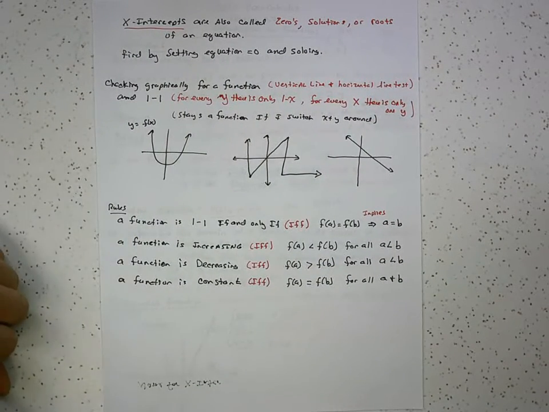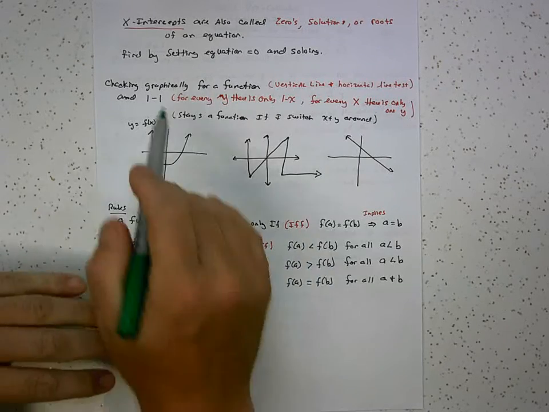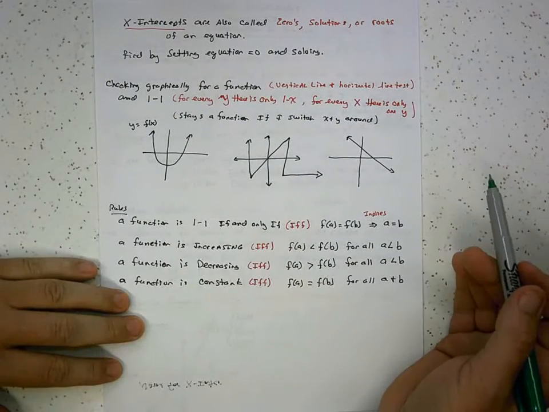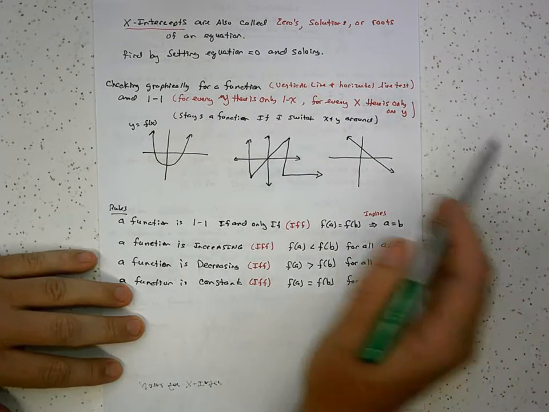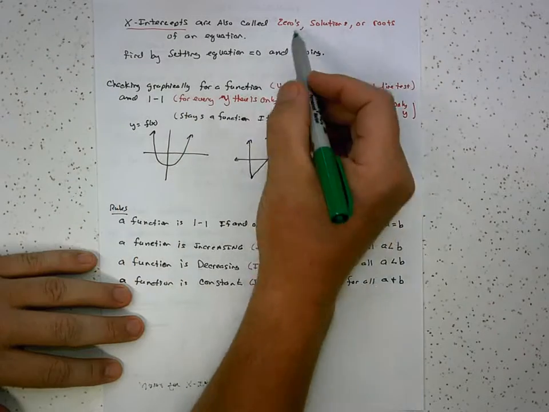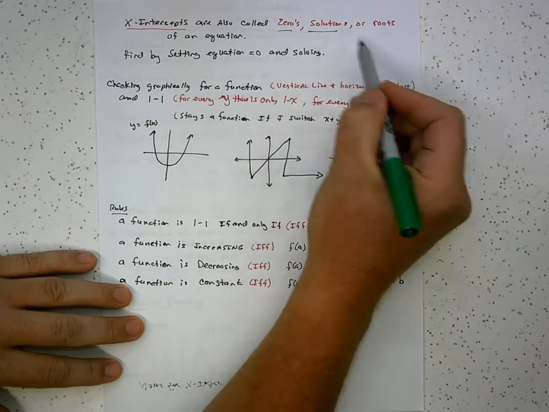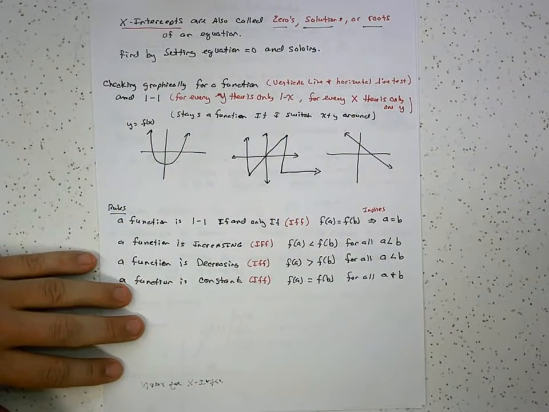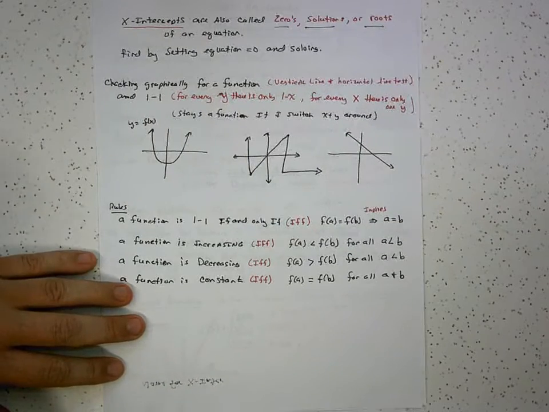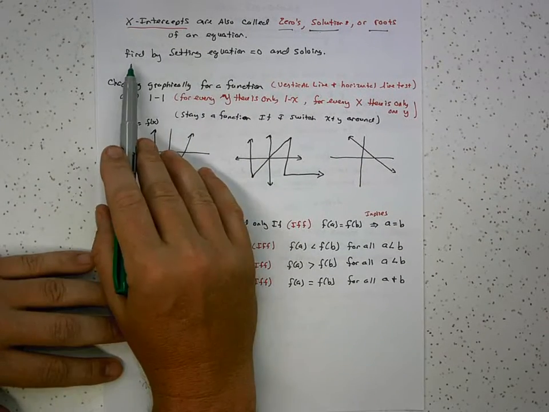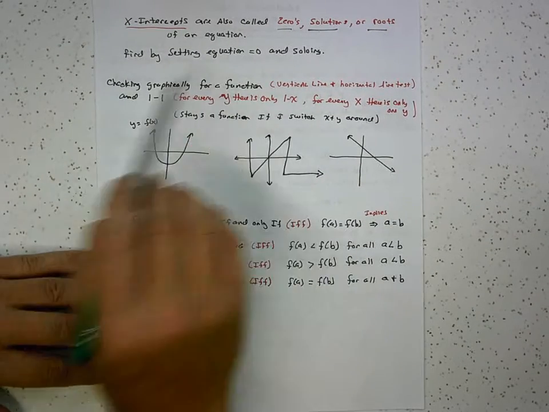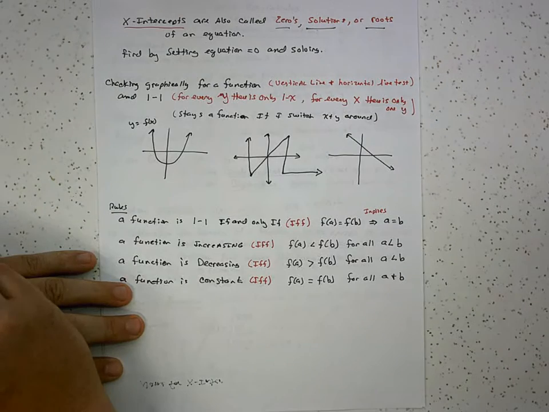X-intercepts of a function. Again, we've heard this before, I've talked about it in all classes. The x-intercepts, they have different ways of asking for it. You just have to know what they're asking for. The x-intercepts are also called the zeros of the function, the solutions, or the roots. They can ask for those intercepts in all three ways. We find them always the same way. We set the equation equal to 0, and we solve it.